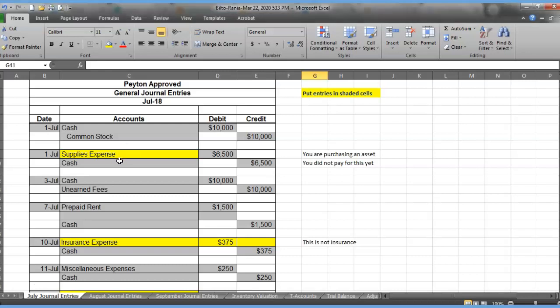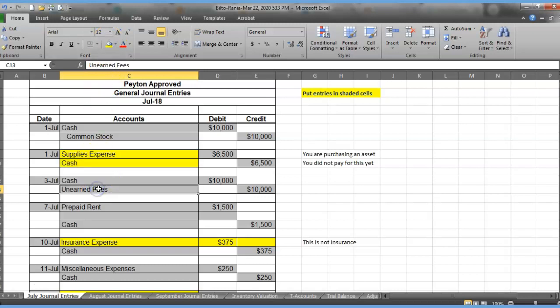This entry here that we're looking at, it says supplies expense. First of all, whenever you're buying something like an asset, it's not an expense to you until it's used. The moment you purchase it, it's an asset. So you should not be debiting an expense. It has to be used. Number two, you did not pay for this with cash. In fact, you actually purchased it on credit. So this account here is incorrect.